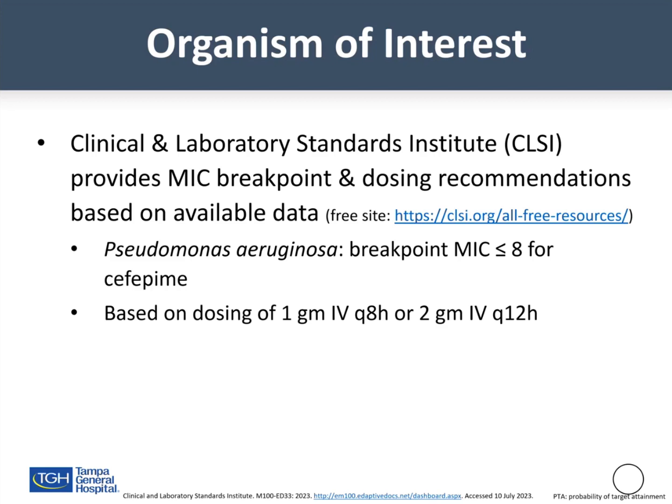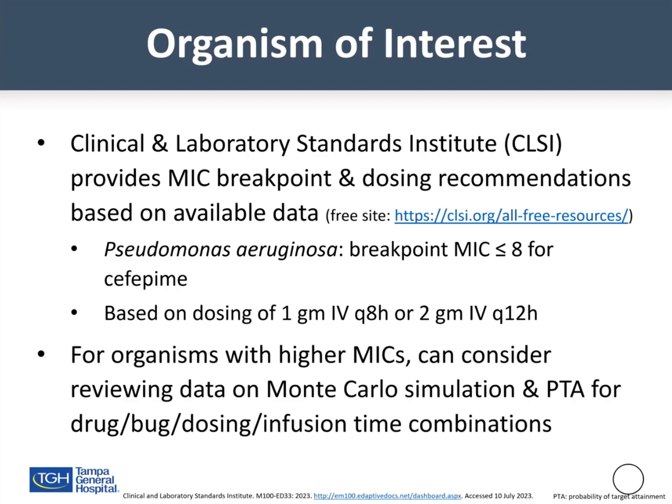And that is based on an assumption that your dosing schematic is 1 gram every 8 hours or 2 grams every 12 hours. So you can use CLSI and some of that data that site and that system provides you, in addition to maybe data out there using some Monte Carlo simulation, some probability of target attainment in order to decide what drug dosing you need to be applying for your organism and what you're treating.